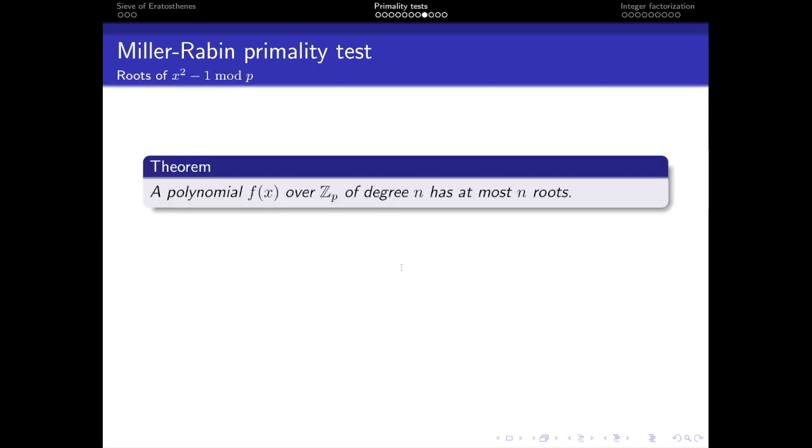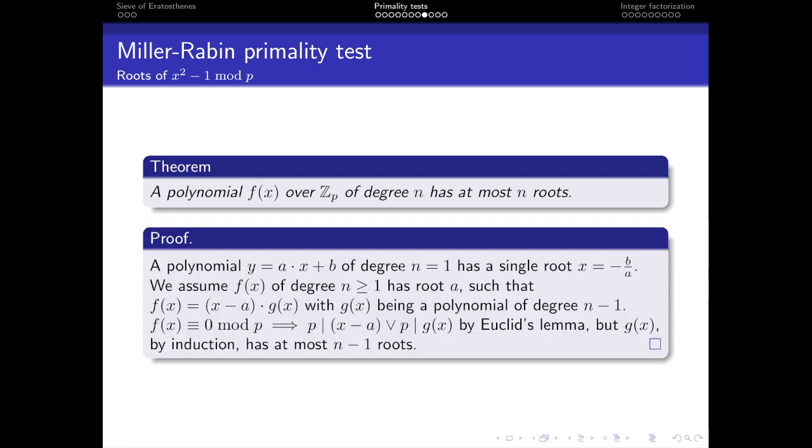The way we go about doing this is by first of all assuming that a polynomial f of x over some Galois field p of degree n has at most n roots. Next, we're simply going to prove this by induction. We are setting up a polynomial y is a times x plus b, and this obviously has one unique solution, which is minus b over a.